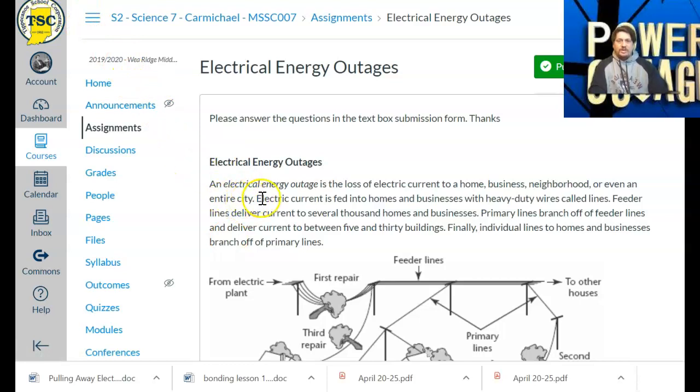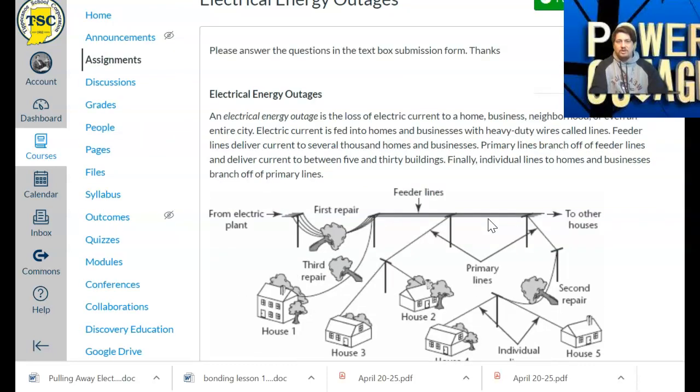An electrical energy outage is the loss of electric current to a home, business, neighborhood, or even an entire city. Electric current is fed into homes and businesses with heavy-duty wires called lines. Some of them are above ground, some below ground. In the example we're given here, these lines are all above ground. Feeder lines deliver current to several thousand homes and businesses.